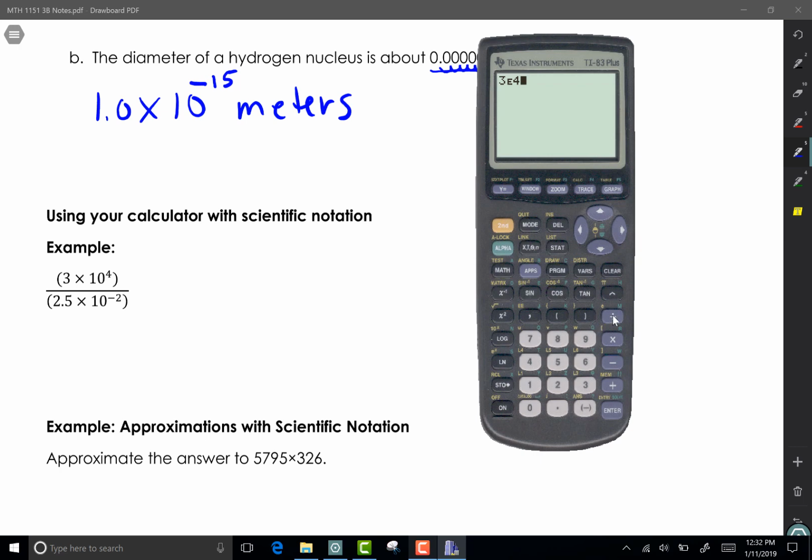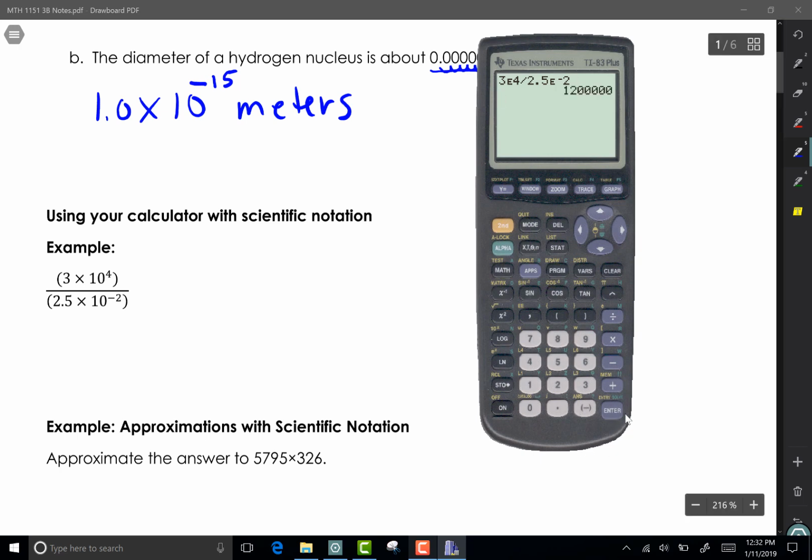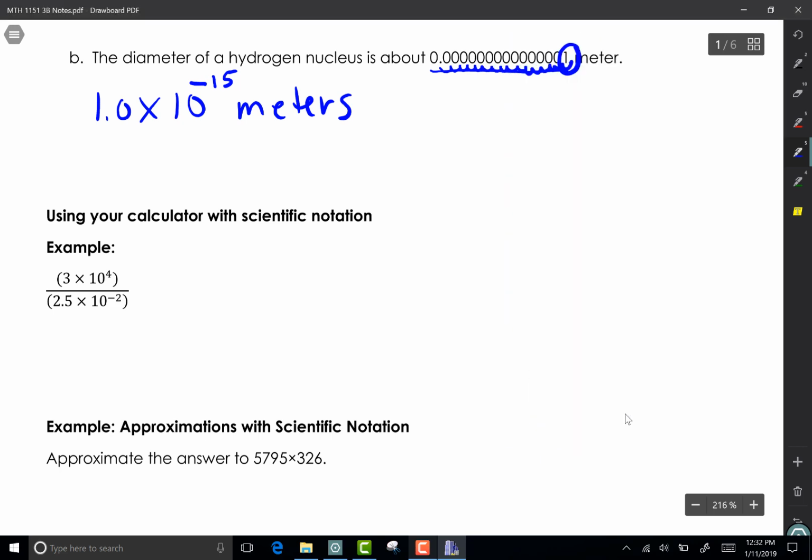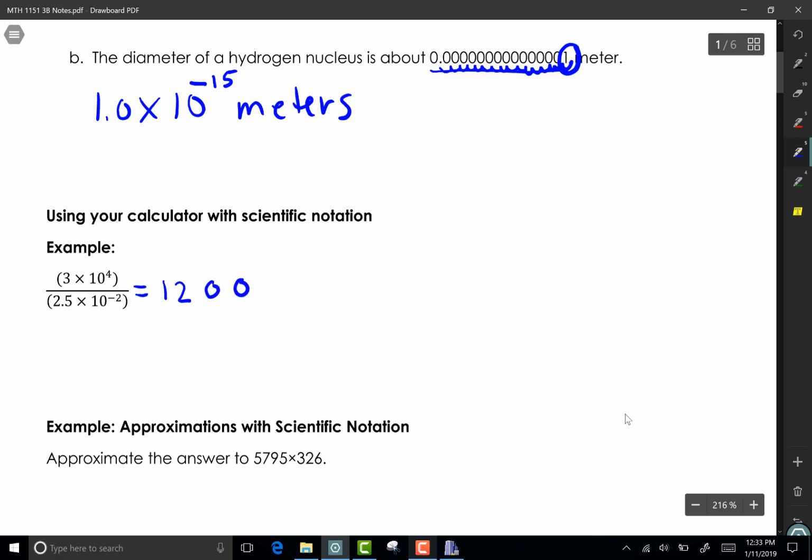Now I want to divide by 2.5 times 10 to the negative 2. So I'm going to hit the second button and the comma button to get to my E button, and then hit the negative button and the 2. So that's 3 times 10 to the 4th divided by 2.5 times 10 to the negative 2. When I hit enter, this is my answer. I get 1, 2, 0, 0, 0, 0, 0.